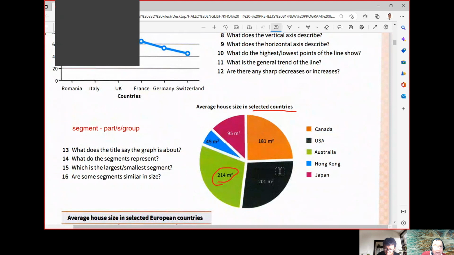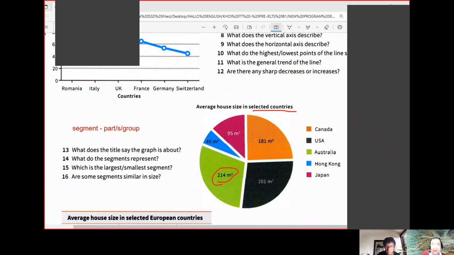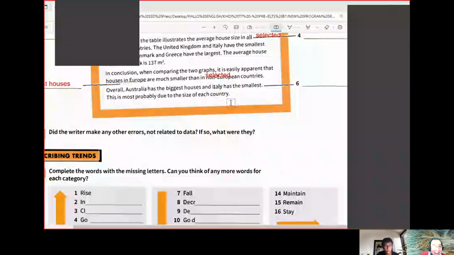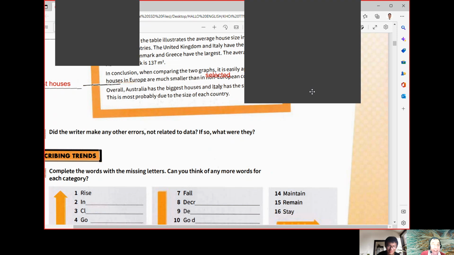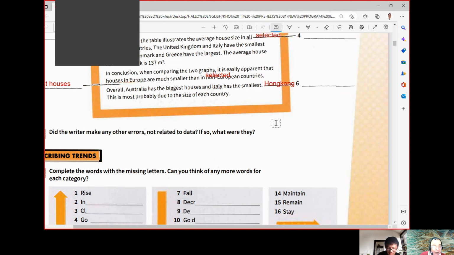No, Australia is the biggest and Hong Kong. It should be Hong Kong, not Italy, because we're talking about the pie graph. So, not Italy, but Hong Kong is the smallest. Okay, Koi? That would be it. Okay, next.